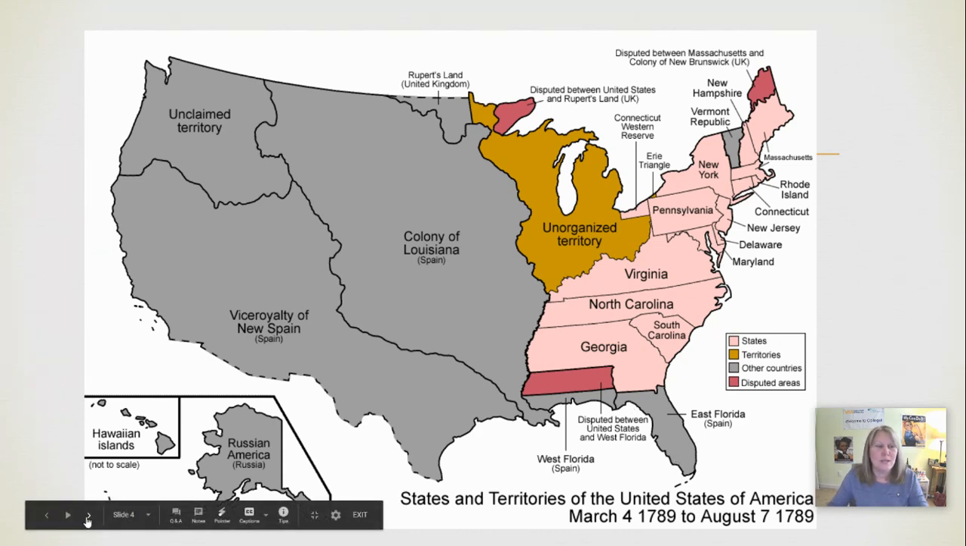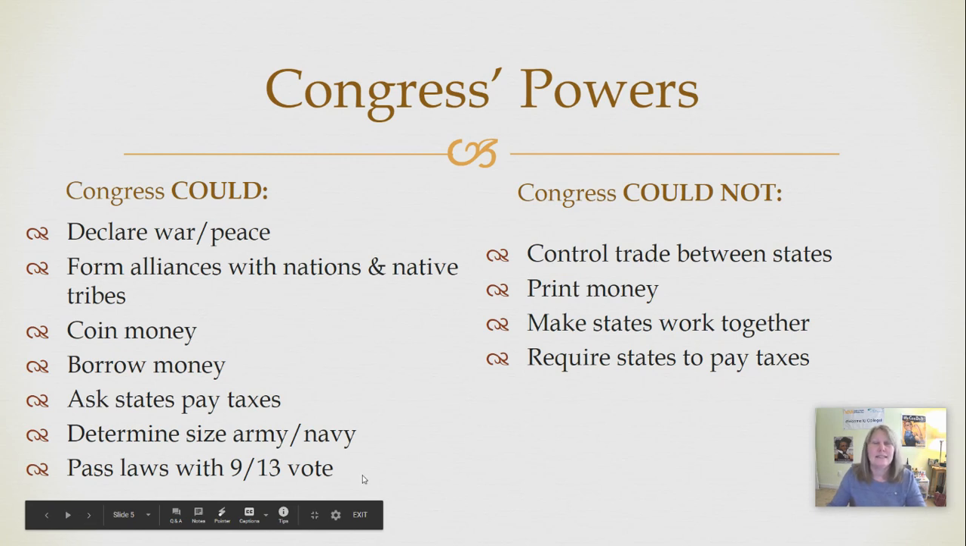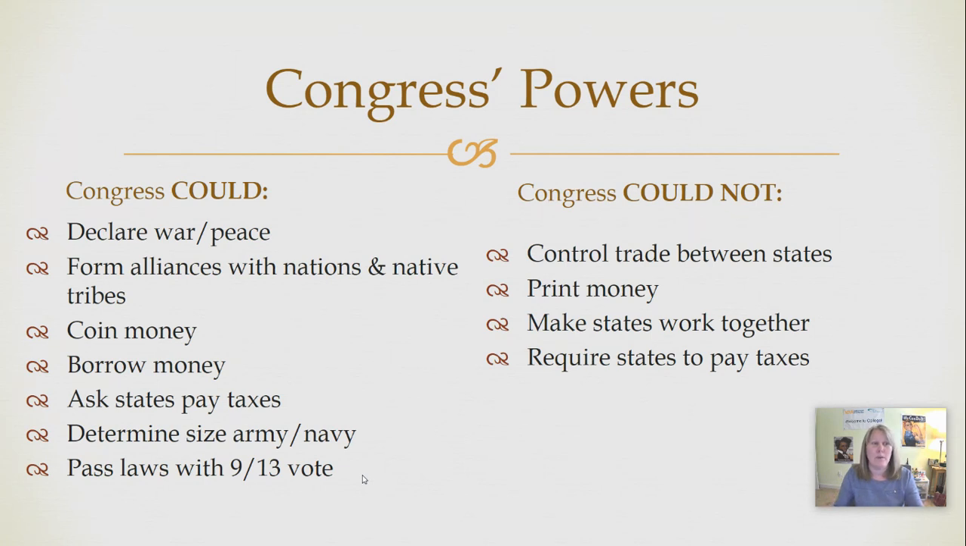So this first form of government only had one branch of government, a Congress. What were Congress's powers? Read through to yourself right now the list of things that Congress could and could not do. You're probably already seeing some problems here, right?